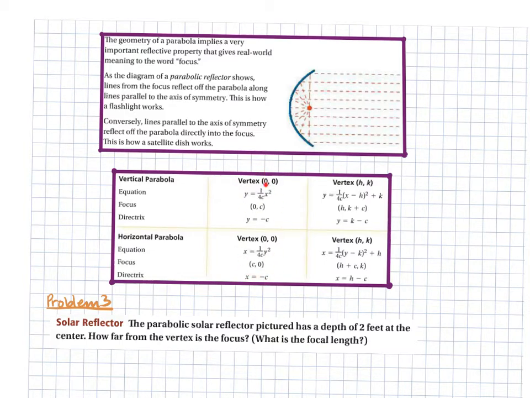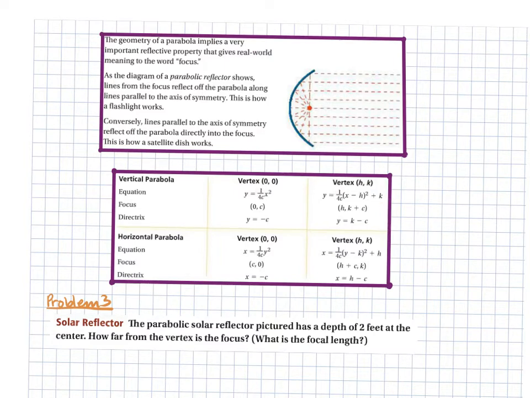where the vertex is at the origin. So if you have a vertical parabola with vertex at the origin, these are your equations, and then horizontal is here. So moving on to the vertex being (h, k) instead of (0, 0), these are your formulas. Just like when we're doing transformations, the h gets subtracted from the x, that's how far you're moving left or right, and then the k gets added, or in this case, it's a little different. The parabola moves up or down k.